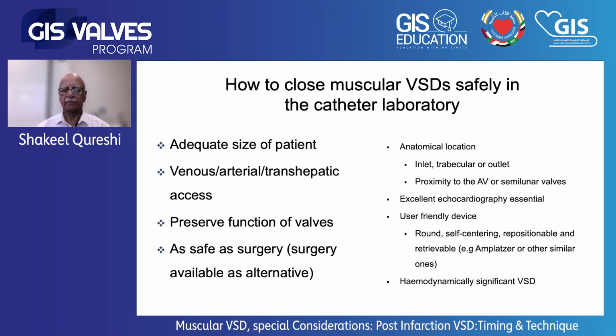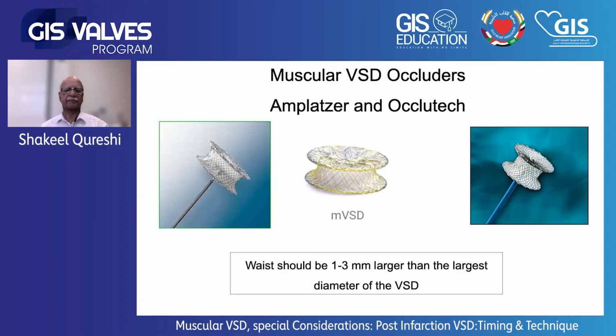We use round, self-centering, repositionable and retrievable devices such as the Amplatz or Occlutech muscular VSD device. One of the prime considerations is that the VSD should be hemodynamically significant. Here are a couple of pictures of the Amplatz muscular VSD device and the Occlutech muscular VSD device, and this is the Amplatz post-infarction VSD device. When we select these devices, they should be at least 1 to 3 millimeters larger than the largest diameter of the VSD.